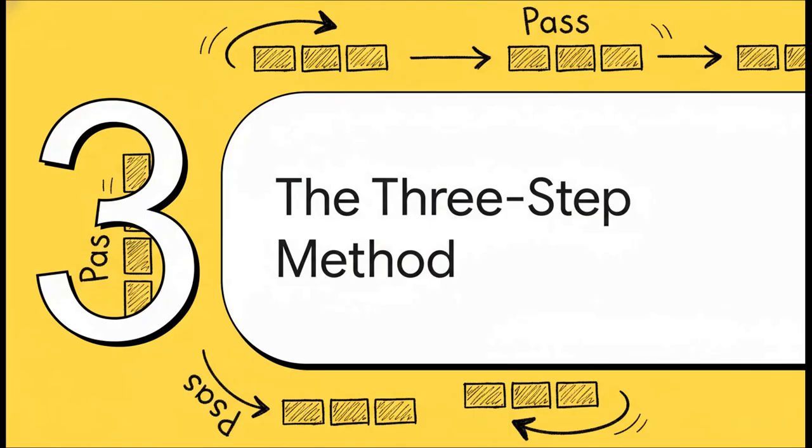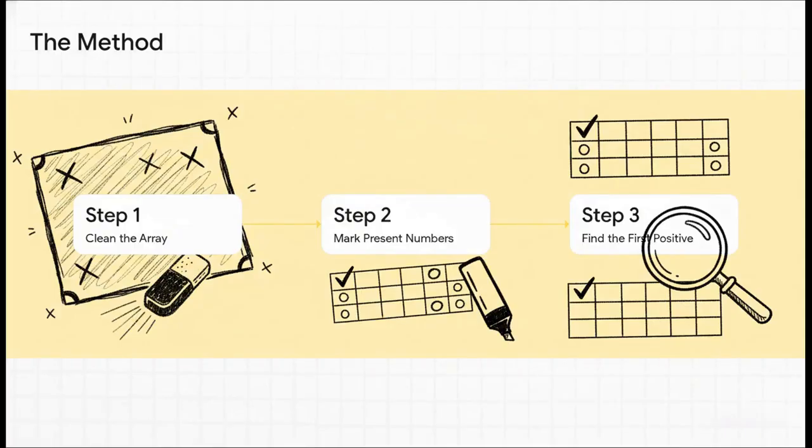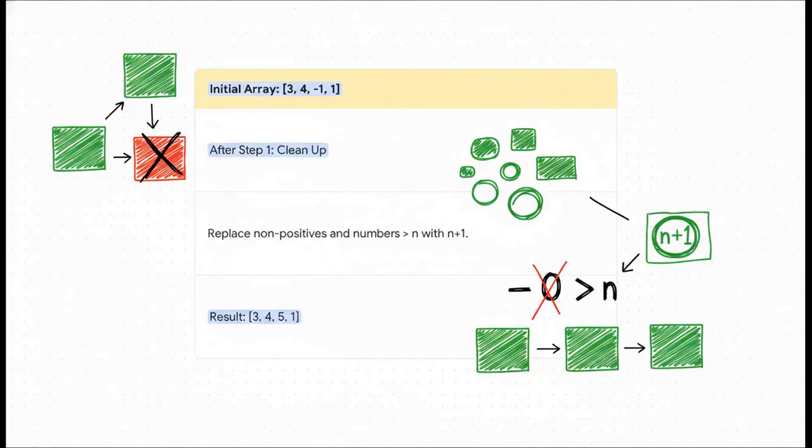The answer is this absolutely brilliant 3-step method. We're going to walk through the array 3 times, each time with a very specific job to do, and it solves the whole thing. Okay, so first we clean house, get rid of all the junk we don't need. Then second, we do our marking. And finally, in a third pass, we just read our marks to find the answer. Simple as that.